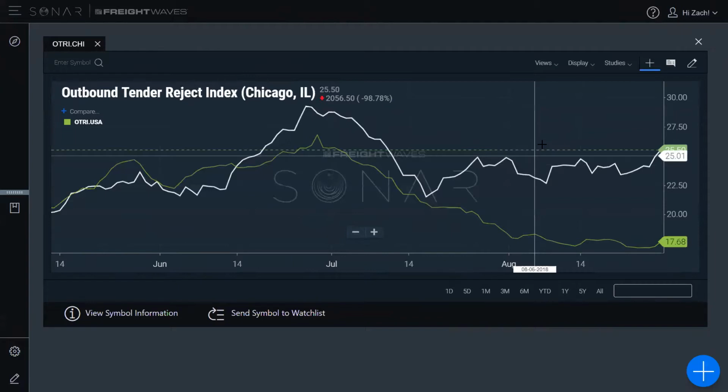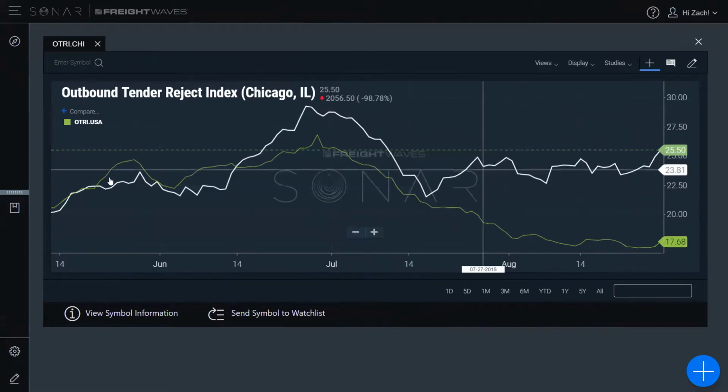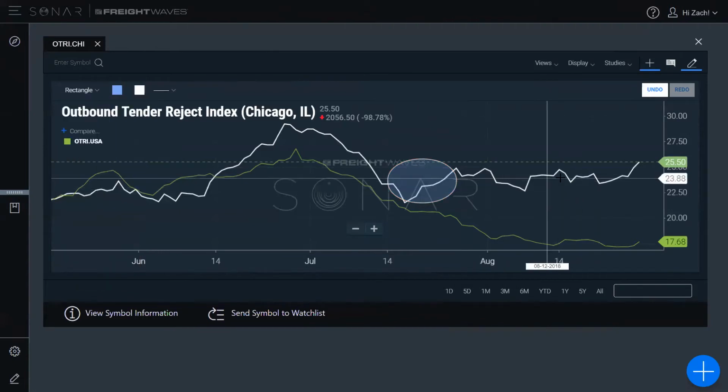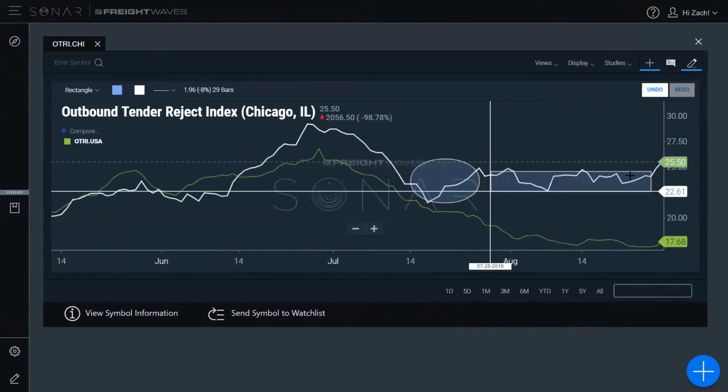I'm going to use one of our fun tools right here to draw circles. And right in here, that's where I'm focused on spot market activity. Through here in this section, I really don't expect much to happen. I've drawn a terrible box. Let's do that again. So right through here, I do not expect a lot of spot market activity or market volatility, even though it is elevated over the rest of the United States. It's still interesting that it's staying up here, and outbound tender rejections in Chicago.